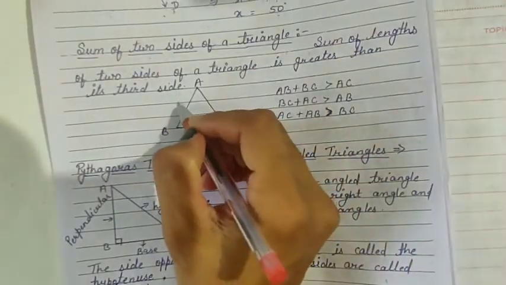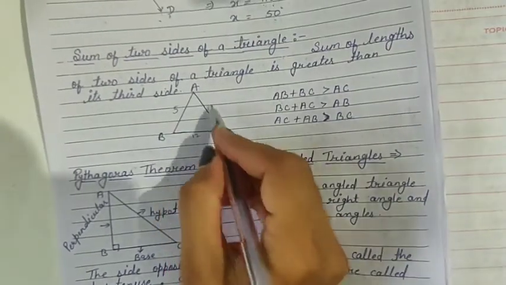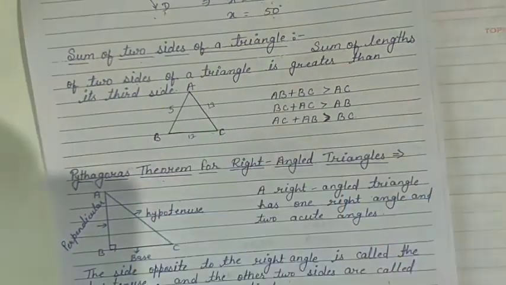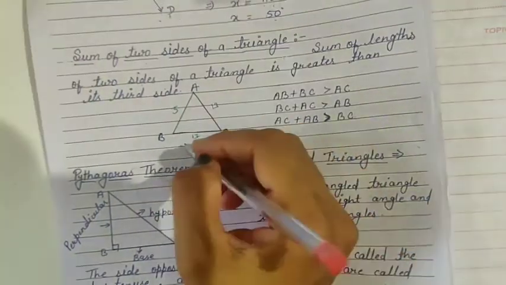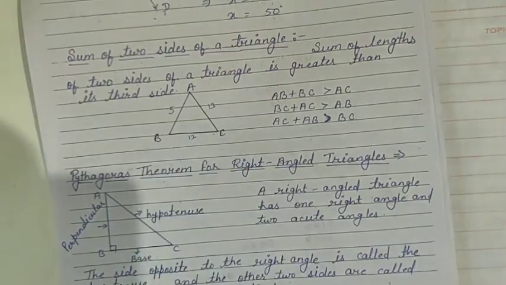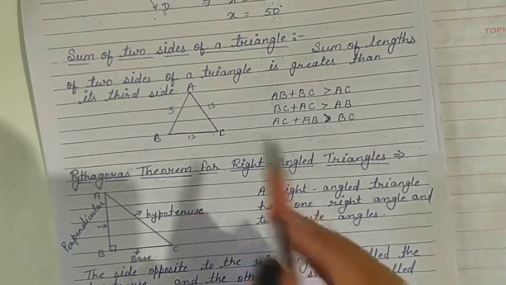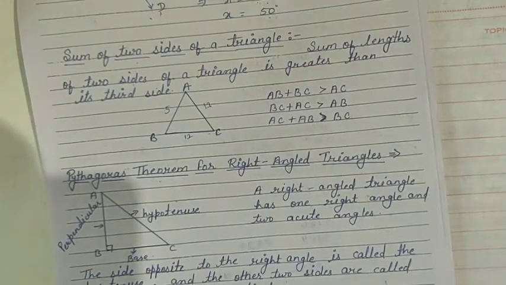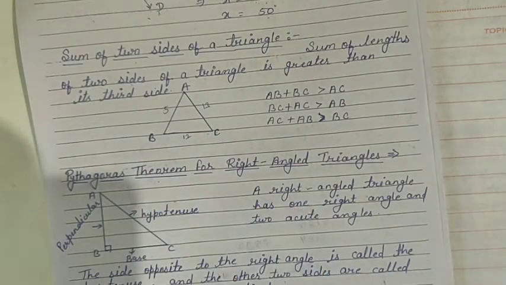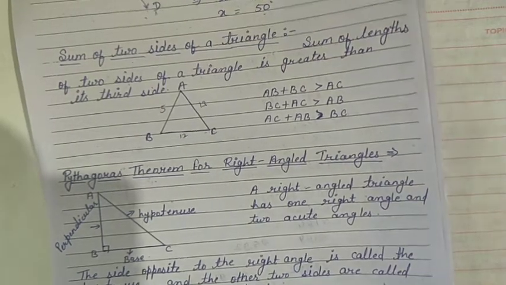Okay, for example, this is 12, 5 and 13. Then 5 plus 12, 17, is always greater than 13, and 12 plus 13, 25, is always greater than 5. 5 plus 13 is equal to 18, and 18 is greater than 12. So the sum of lengths of two sides of a triangle is greater than its third side.